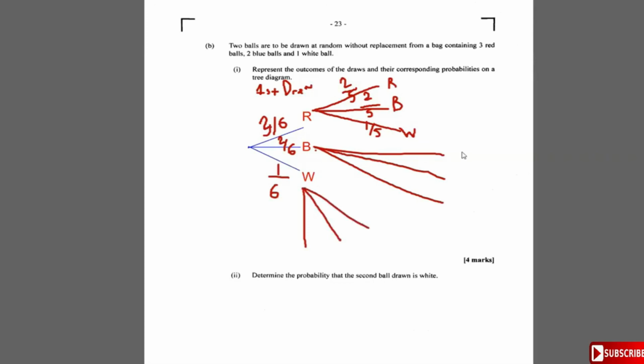So let's say you draw a blue, then a red. If you draw a blue first, you still have 3 red here, so it would be 3 out of 5. If you draw a blue first, then the chance of drawing a blue on the second would be 1 out of 5. And then the chance of you drawing a white would be 1 out of 5 as well.